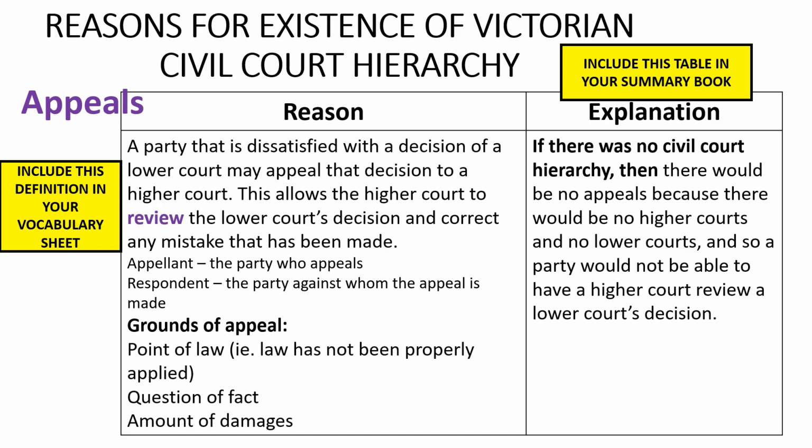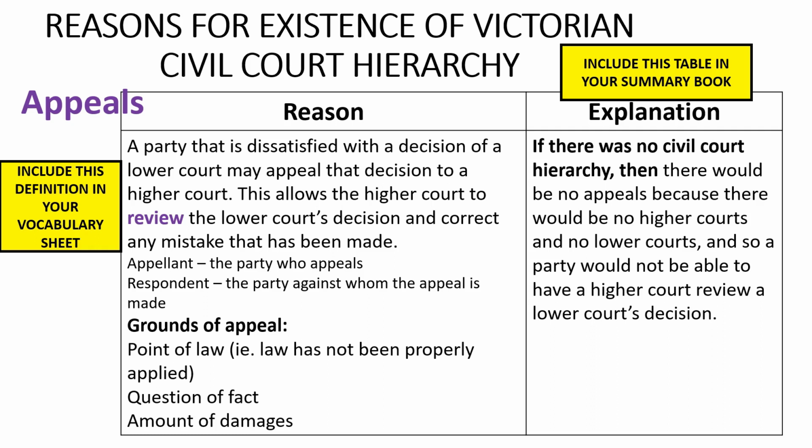The plaintiff would appeal this decision of the county court or trial division to the Court of Appeal if it felt that the damages were too low. On the other hand, the defendant would appeal this decision of the county court or trial division to the Court of Appeal if it felt that the damages were too high.